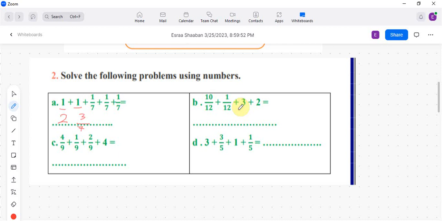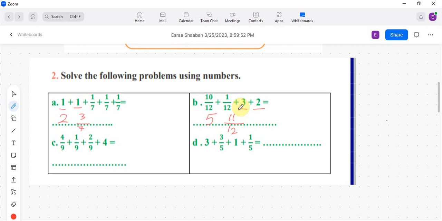Letter B, 10 over 12 plus 1 over 12 plus 3 plus 2. First I will add the wholes together. 3 plus 2 equals 5. And after that the fractions: 10 plus 1 equals 11 over 12. So let's check. Is this a whole number and a proper fraction? Yes. So this is a mixed number.